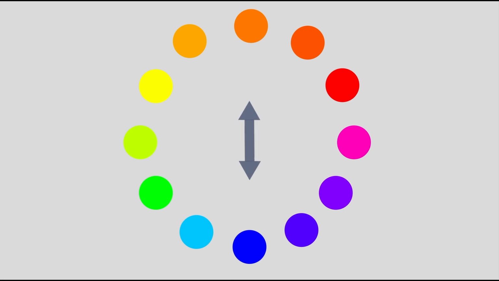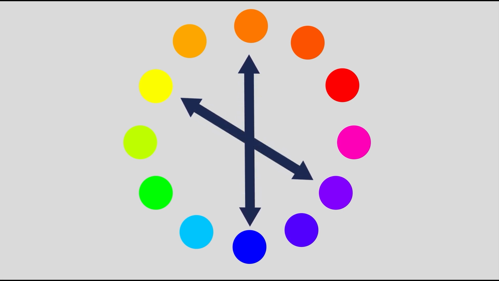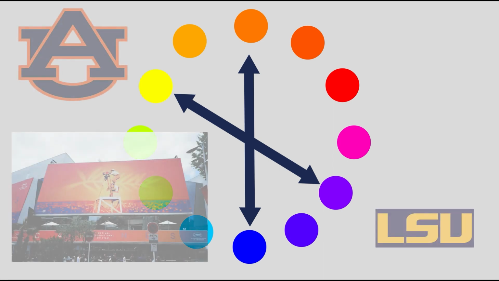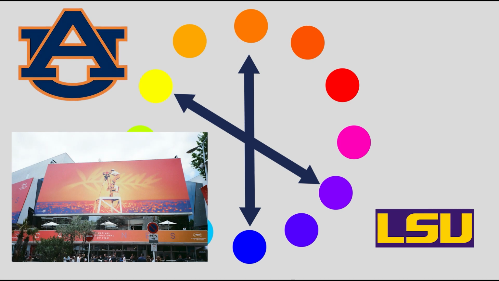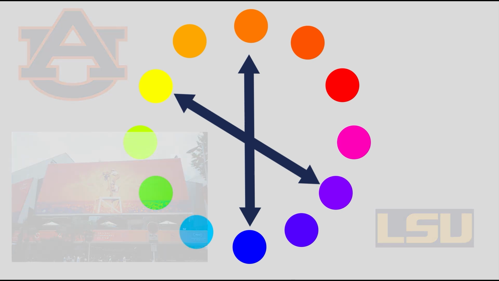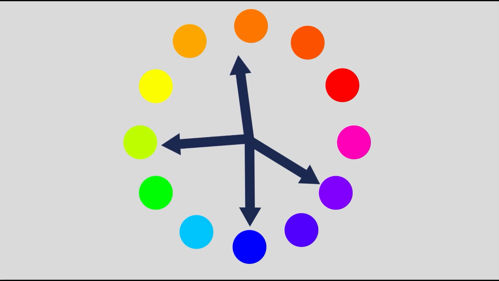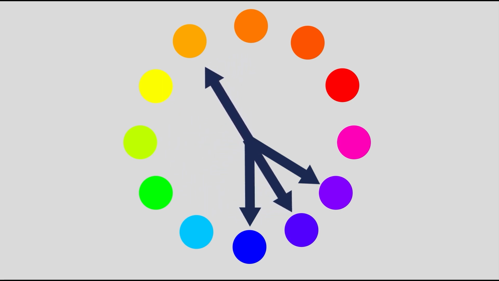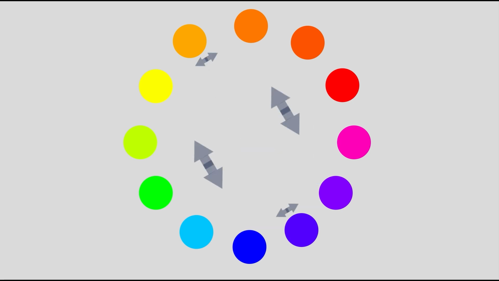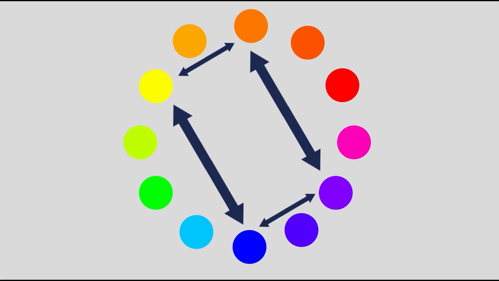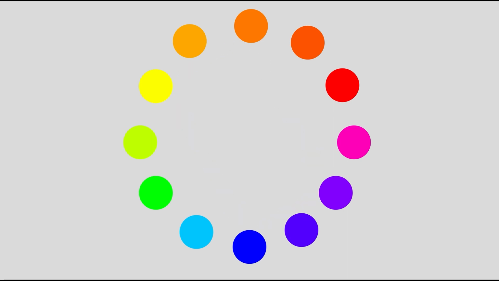Colors that are directly opposite each other on the color wheel are called complementary colors, and pairing them together makes both colors pop, so you'll often see complementary colors used in logo designs and billboards to grab viewers' attention. Similarly, pairing a color with the colors on either side of its direct complement will create a split complementary color palette. And if you do this with both sides of the circle, you create a double complementary palette.